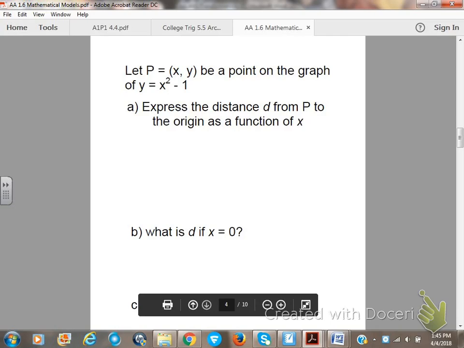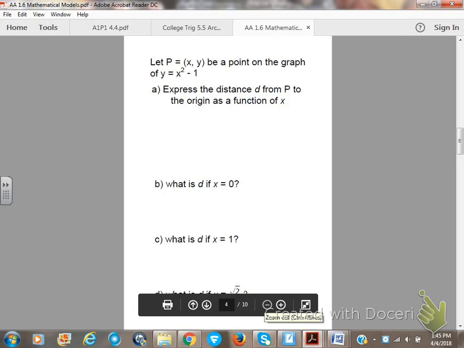Okay, looking at this one, we're going to let P be an ordered pair, x comma y, on a point of the graph of y equals x squared minus 1. And we want to express the distance, d, from P to the origin as a function of x.